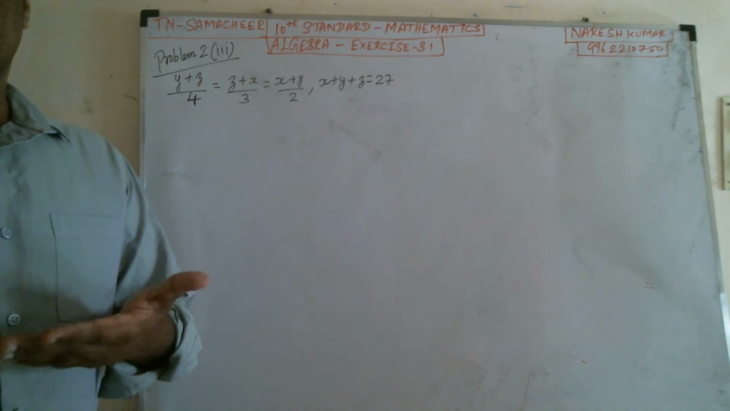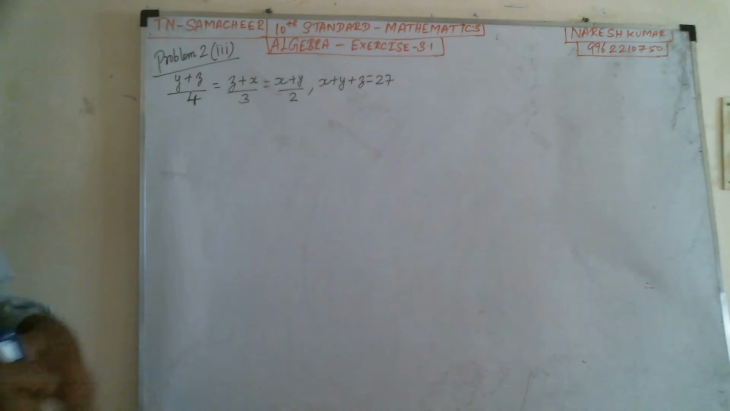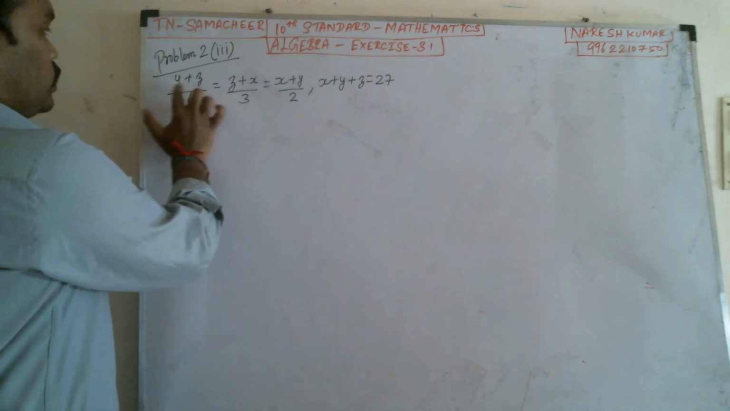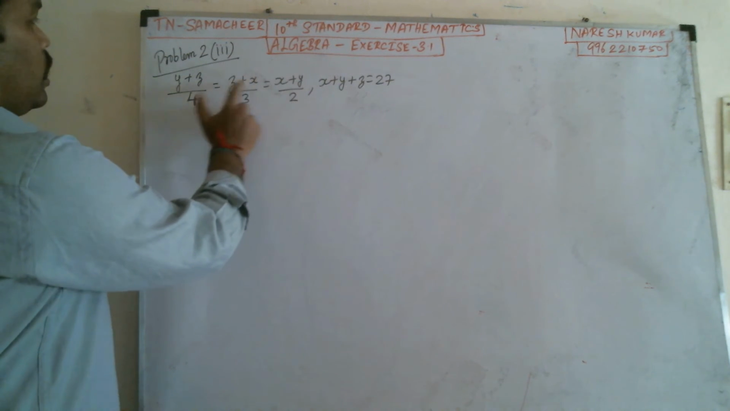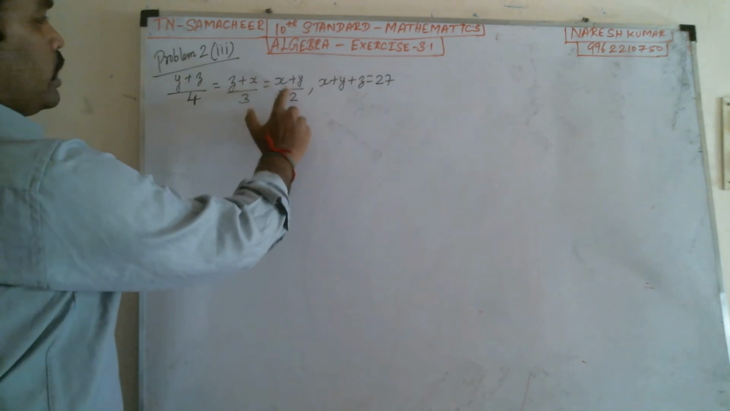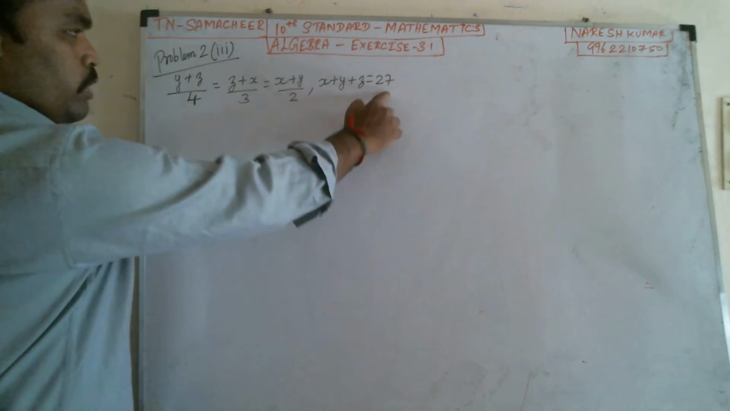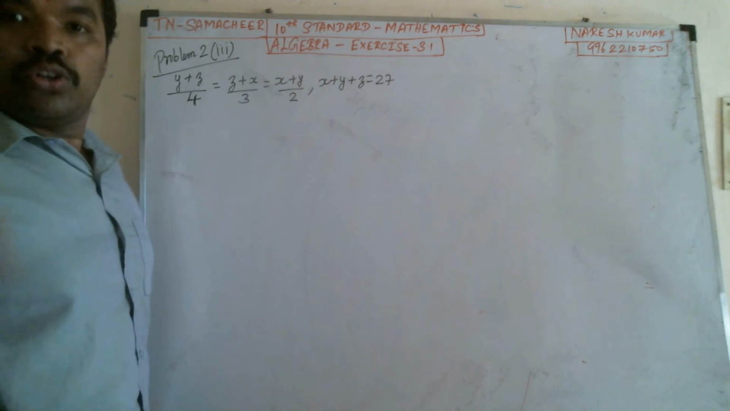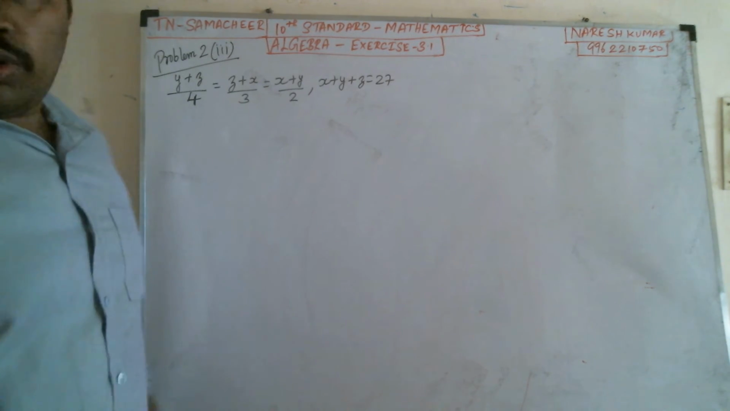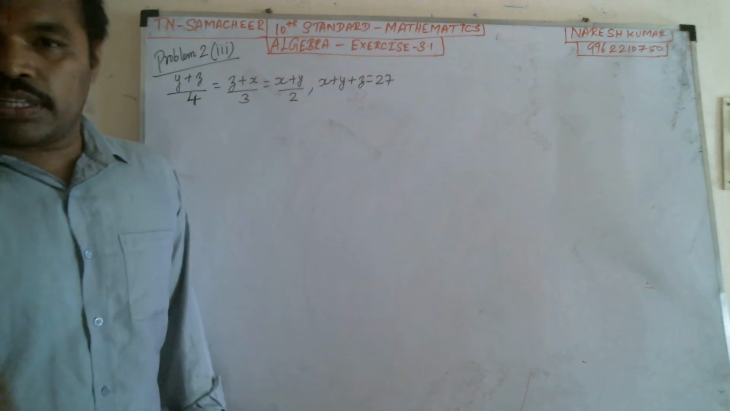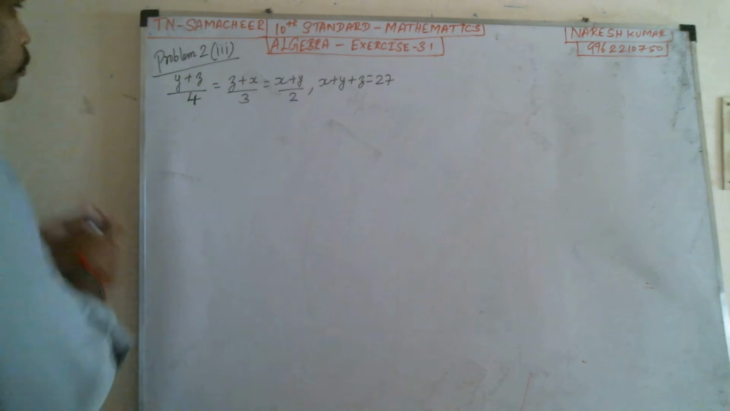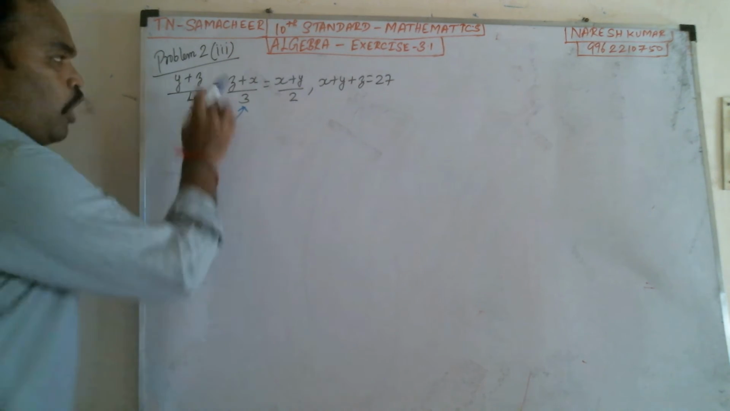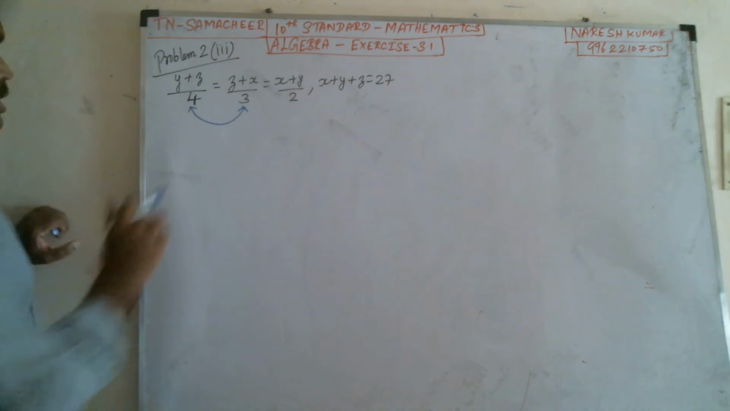In that case it came as no solution or infinite solutions. This problem gives the equation (y plus z) by 4 equal to (z plus x) by 3 equal to (x plus y) by 2, and another equation, x plus y plus z equal to 27. To form the equations, what do we need to do? First we need to consider these two parts alone.